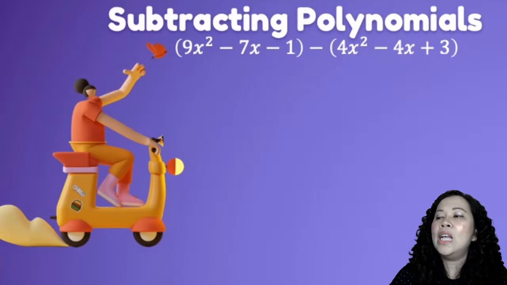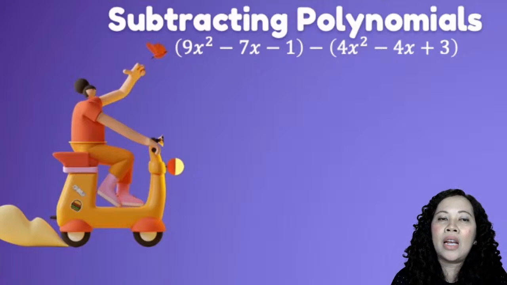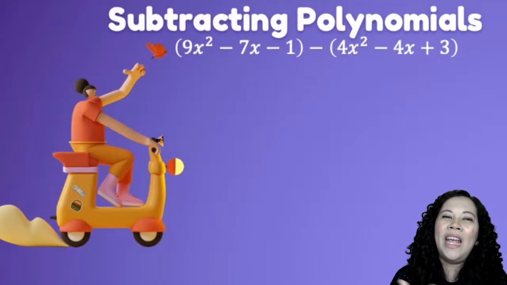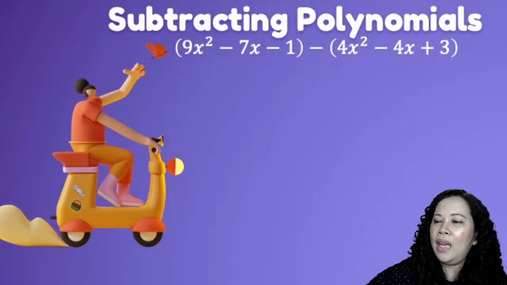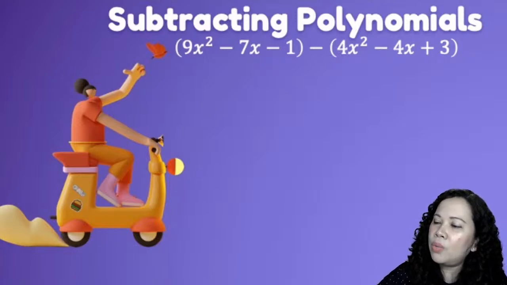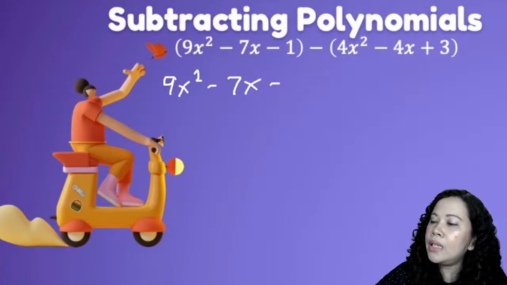Do you get it? So if you are familiar with the process of how to do subtraction, you don't need to change the sign. However, if you are not familiar, change the subtraction operation to an addition operation, and then change the rest of the signs to the opposite. Okay? So since that is subtraction, we will change. So this will be 9x squared minus 7x minus 1.